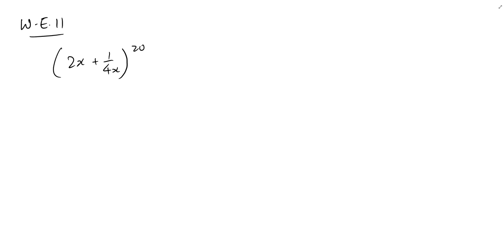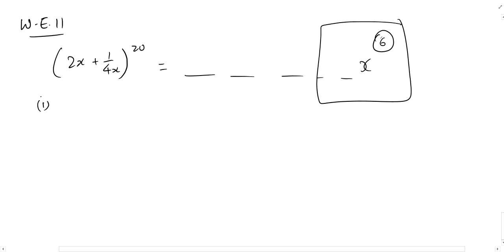We want, in part 1, the term containing x to the power of 6. So I'm going to have many terms with x to the power of whatever. One of them will be x to the power of 6. I only want to zoom in on this particular term without expanding everything out. So one useful way is to use our 2x.